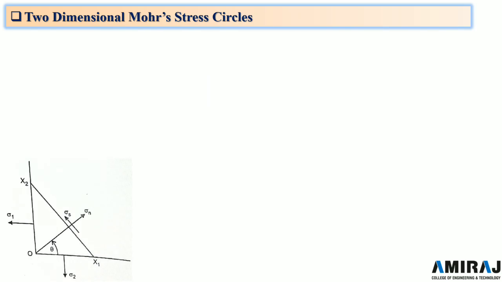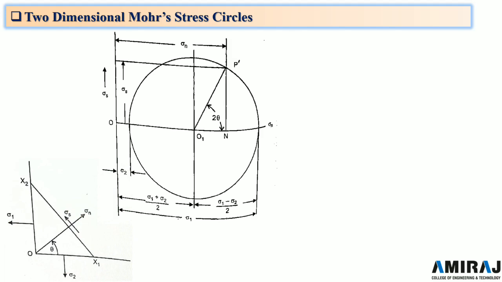in the figure. Here there is one figure in which it is graphically shown: x1, x2, then the normal plane, sigma n, sigma s, and there will be two components, sigma 1 and sigma 2. The graphical representation of the Mohr circle is given by this, the sigma n versus sigma s curve, normal stress versus shear stress. With the change in the angle theta, the value will be changing, and the center will have the coordinates as given here.